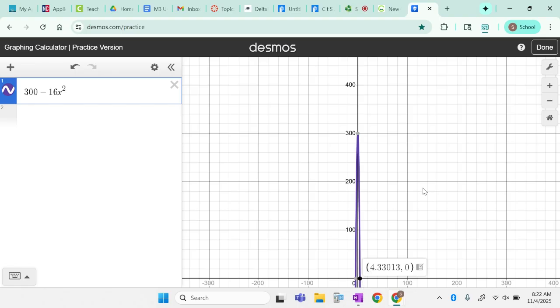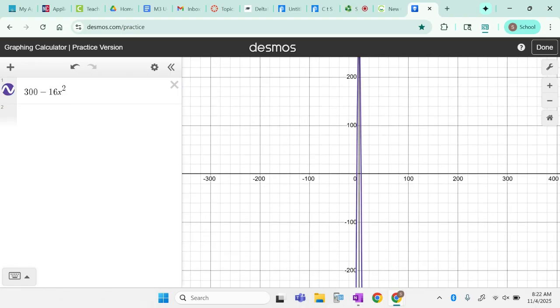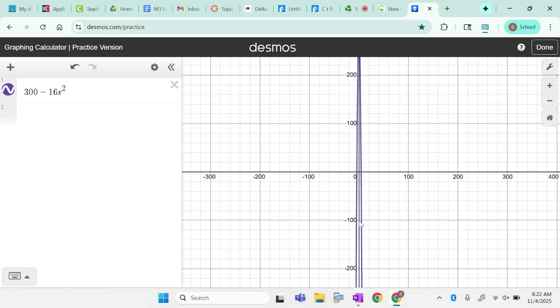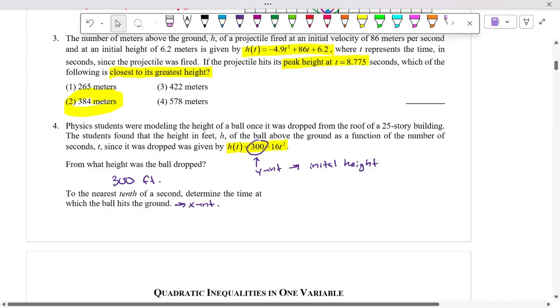So if I round this x-intercept to the nearest tenth, what would that be about? So I got it clicked on the board, guys. So what would that be about to the nearest tenth? 4.3 what? Seconds.